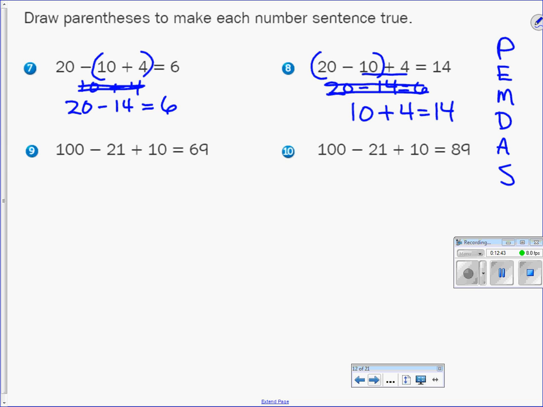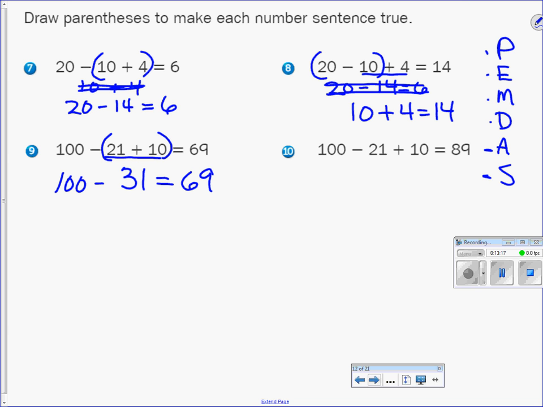Number 9. Okay, if I look at this and I say, I do my addition first, because if I look at my please excuse my dear Aunt Sally, addition comes before subtraction. So 21 plus 10 is 31. So my new equation would be 100 minus 31, which would give me 69. Okay, so that makes that one correct. So I just need to put my parentheses around the 21 plus 10.